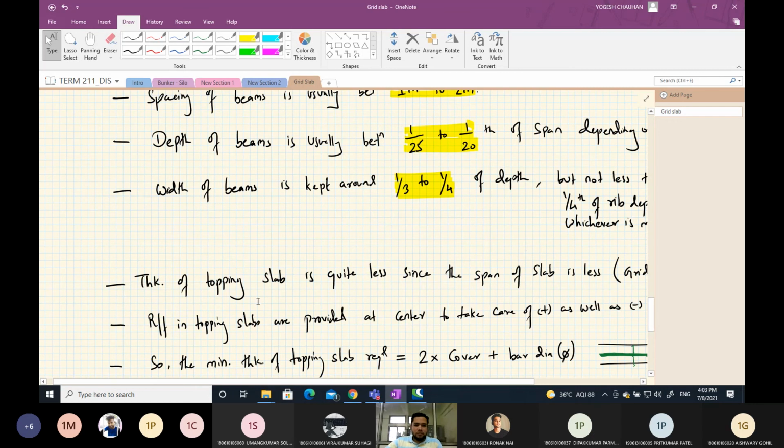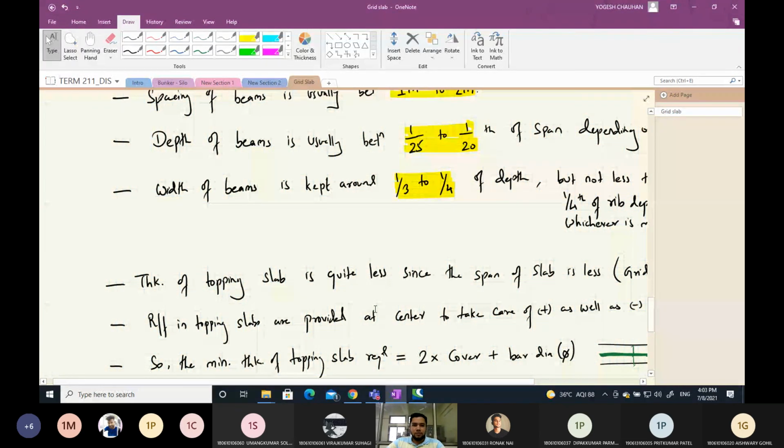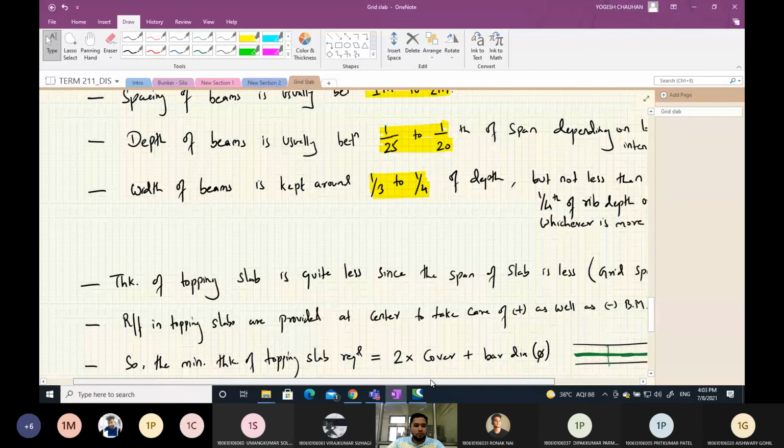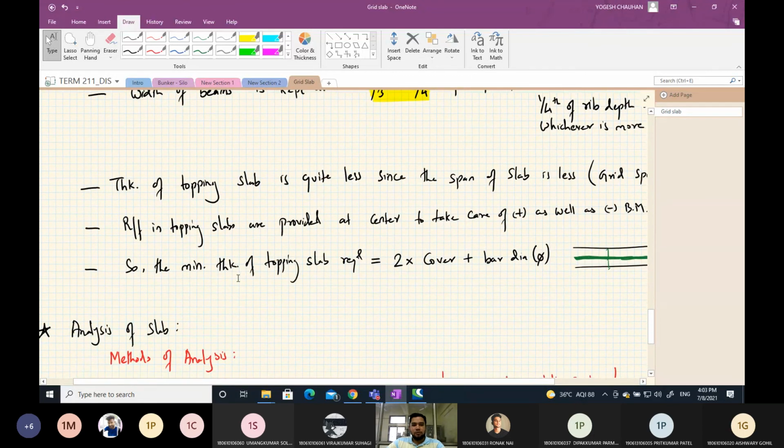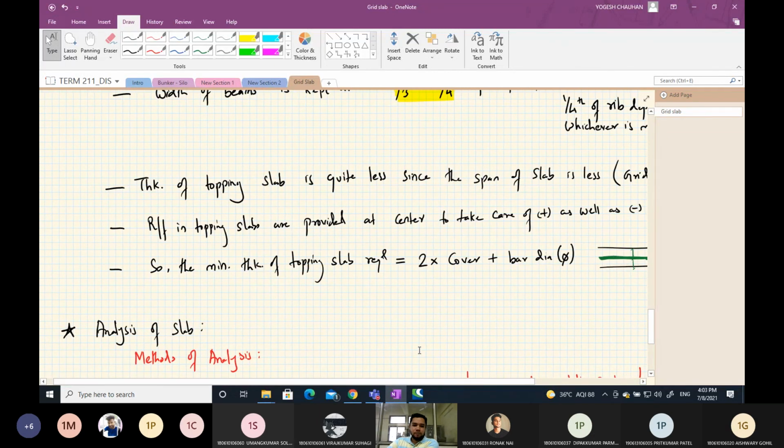Then the thickness of the slab is quite less, because the span of these beams is very small, which is around 1 to 2 meters. So the thickness of the topping slab is very small, and the reinforcement is usually provided at the center to take care of both positive as well as negative bending moments. So the minimum thickness required for the topping slab should be at least 2 times cover plus bar diameter.